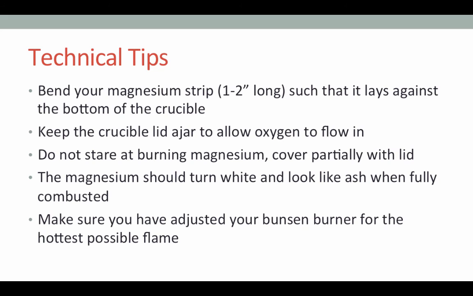In order to help the combustion go smoothly, first make sure that you've adjusted your Bunsen burner for the hottest possible flame, like we learned in previous labs. If you do not remember how to do this, ask your lab instructor for assistance.